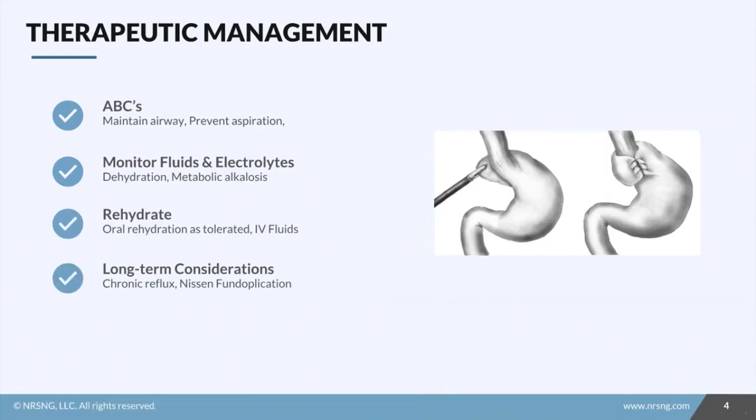Therapeutic management for our pediatric patients that are vomiting is really all about preventing or treating those complications we just talked about. So we're going to be starting with our ABCs. We're maintaining that airway and preventing aspiration. Remember, a patient with decreased level of consciousness is at a greater risk for aspirating. So it's best to lay that patient on their left side to help prevent that vomit from going into their airway. Next for management is making sure that we are keeping an eye on that fluid and electrolyte status. And if they are in need of fluids, we're going to rehydrate either with oral rehydration solution or with IV fluids.